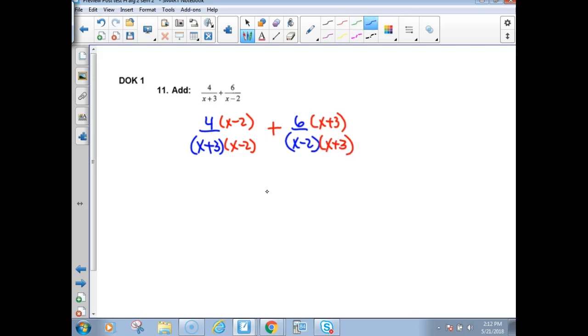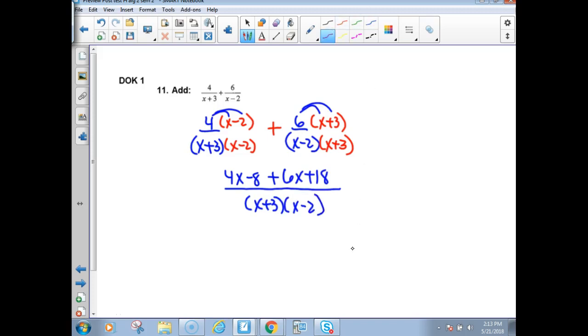Okay, what I'm going to do now is distribute 4 over the x minus 2 to get 4x minus 8. I'm going to be adding my numerators. I'm going to distribute the 6 and get 6x plus 18. That's all over my common denominator of x plus 3 times x minus 2. The next step is to simplify the numerator. 4x plus 6x is 10x. Negative 8 plus 18 is plus 10.